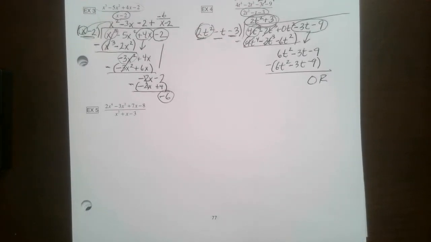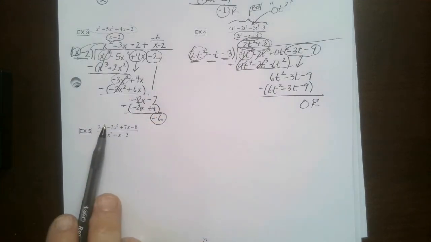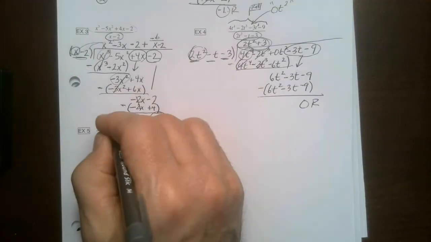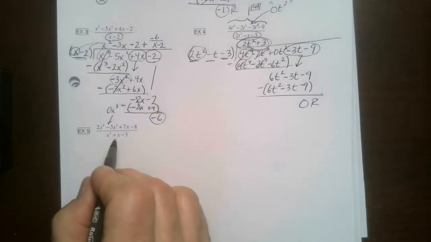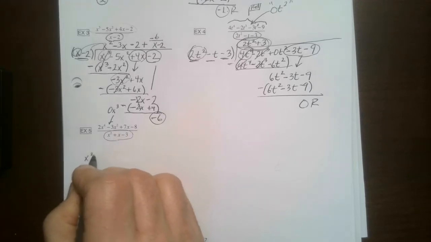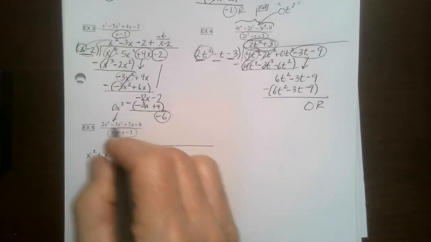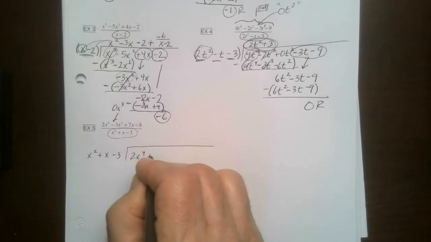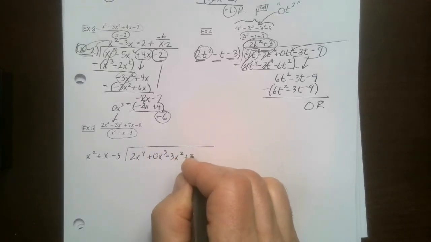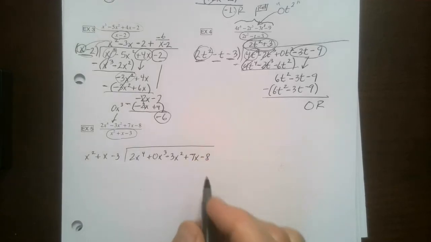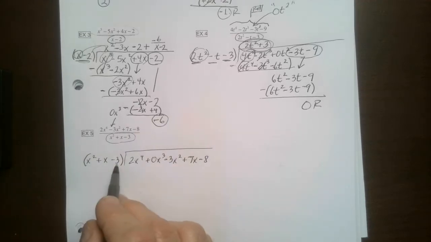Last one. So now that we've learned the red flag special, we got to be on the hunt for that. Notice this goes 4 then to 2. So we have to insert 0x cubed. So I'm going to take that, put that on the outside. Don't forget to insert the 0x cubed, so 2x to the fourth plus 0x cubed minus 3x squared plus 7x minus 8. So I'm going to put parentheses around that, just get in the habit of doing that.